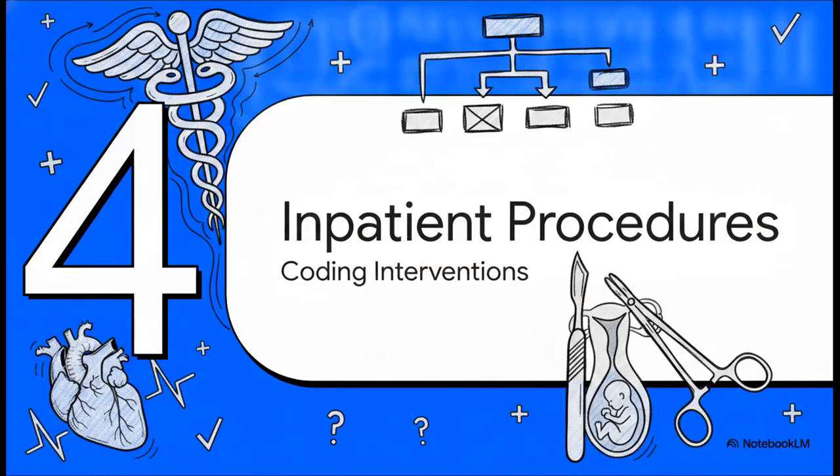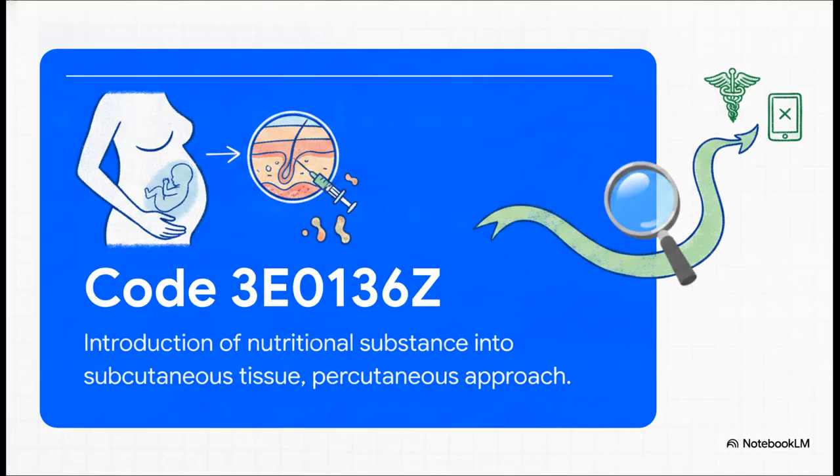And finally, Section 4, Coding Inpatient Procedures Accurately. And this brilliantly illustrates how we isolate and digest complex ICD-10-PCS terminology for treating the malnutrition we just talked about. If a pregnant woman is admitted with malnutrition and receives a nutritional supplement, you'd look at an ICD-10-PCS code like 3E0136Z. This perfectly breaks down as the introduction of a nutritional substance into the subcutaneous tissue via a percutaneous approach. It's incredibly specific, and it tells the exact story of the intervention.